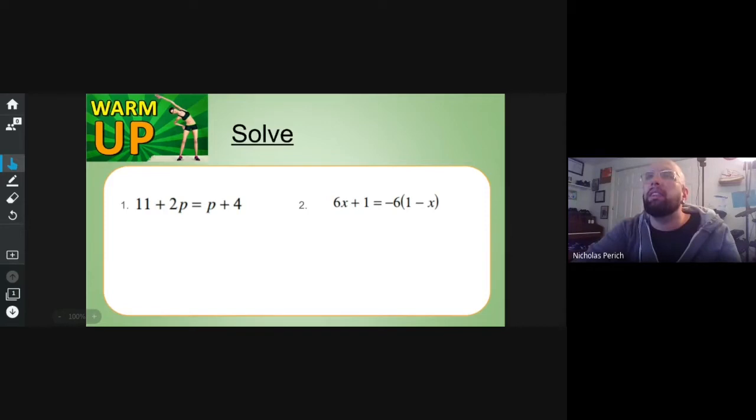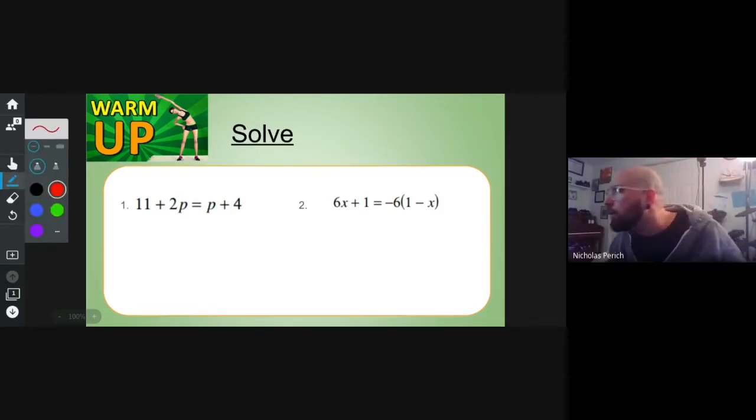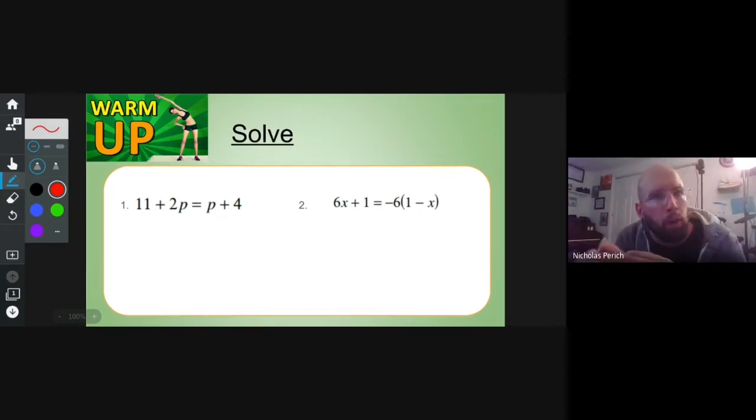Got to get rid of one of them. Which one would be easy to get rid of first? Either put it in the chat or unmute yourself and let me know. Which one should I get rid of first? Okay, we're all shy today, and that's fine. Get rid of the smallest one.